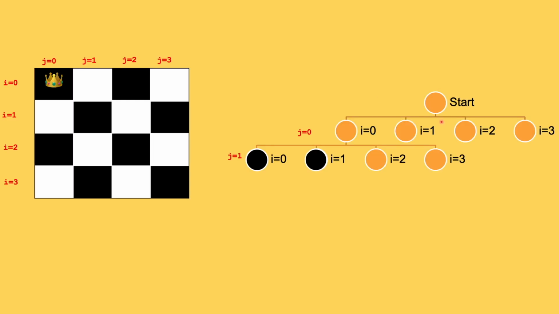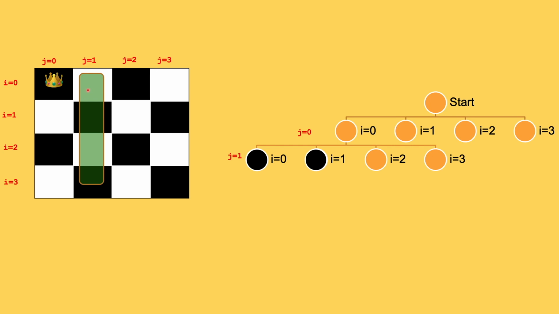This shows part of our DFS tree. So first, I'm at column 0, and I have options to put at i equal to 0, 1, 2, or 3. Let's say I put the queen at j equal to 0 and i equal to 0. Next, I go to j equal to 1, and again, I evaluate to see which row I should consider, either row 0, 1, 2, or 3.